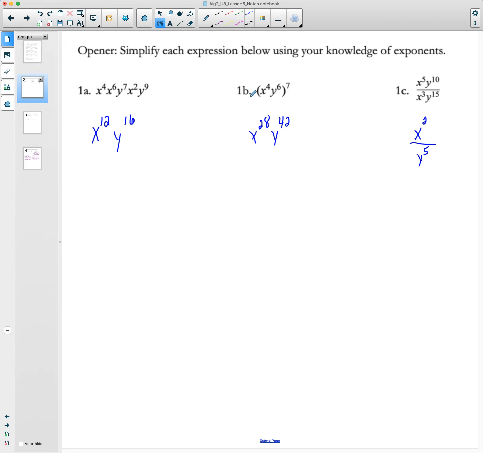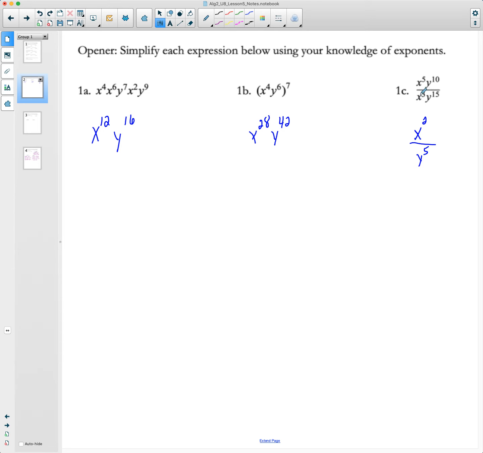Now, when I move to 1B, this is the power to a power property. This says I have 7 groups of 4. Well, if I have 7 groups of 4, I have 28 x's that I'm multiplying. I have 7 groups of 6. Well, if I have 7 groups of 6, I have 42 y's that we are multiplying together.